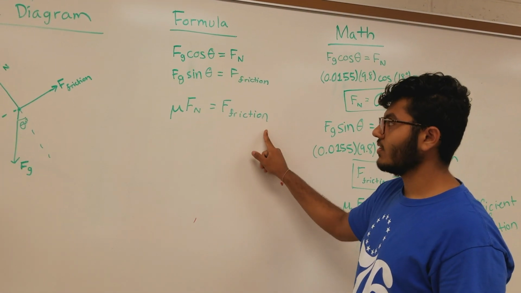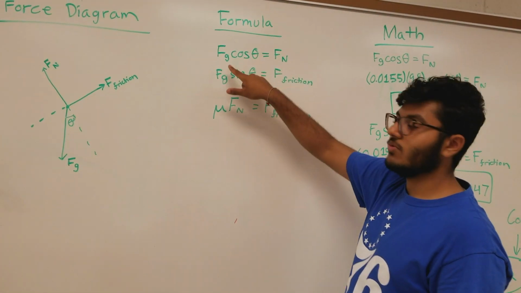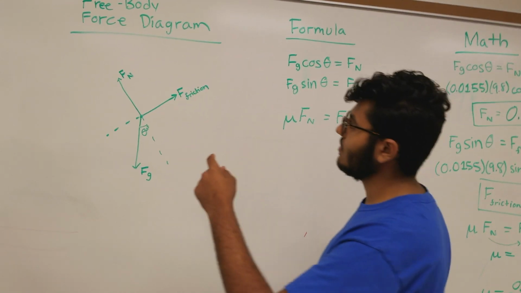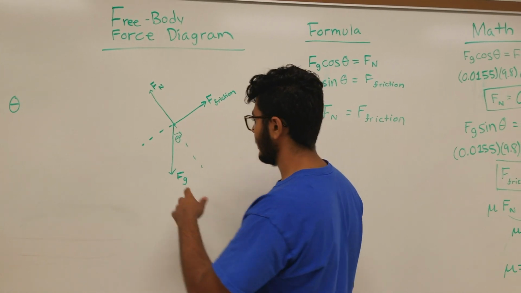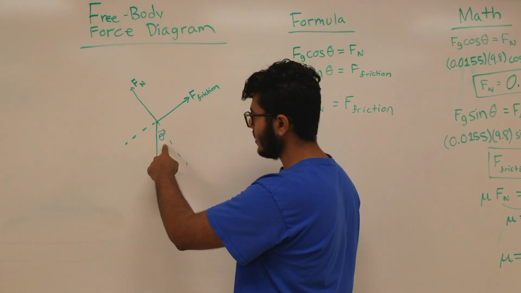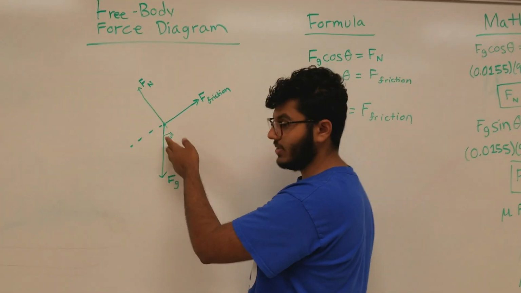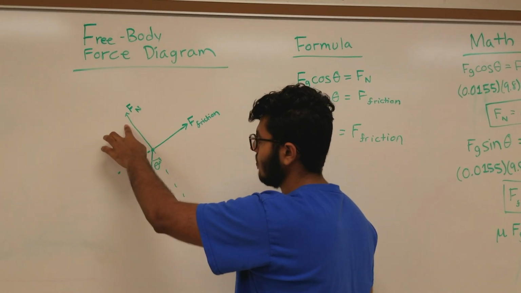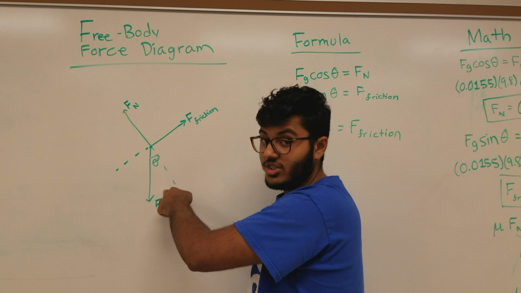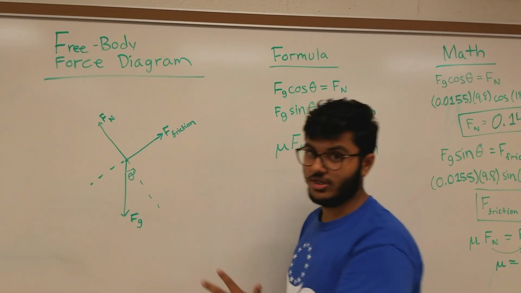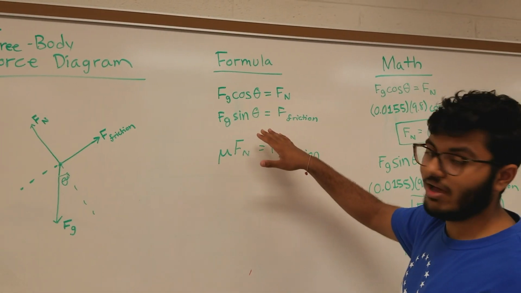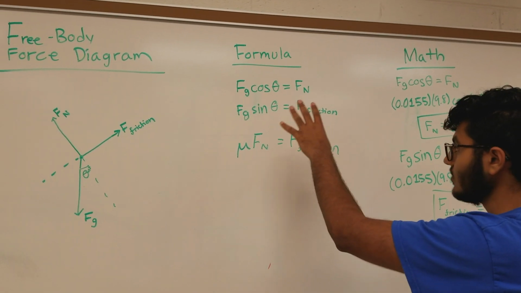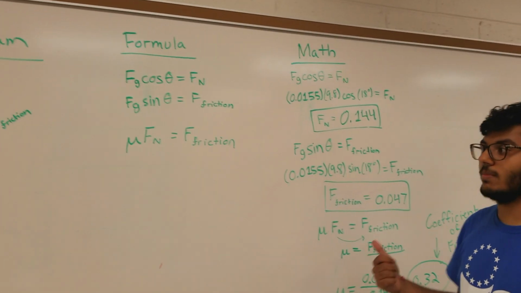If you want to know where we get the cosine and the sine from, have a look back at the free body force diagram. The component that is cosine, which would be the adjacent right here, matches with the normal force, and the one that is opposite, which is sine, matches with the force of friction. So that is why the components you have lined up here on the formula work the way they are. Using these formulas, we're going to plug in numbers and solve for the force of friction.